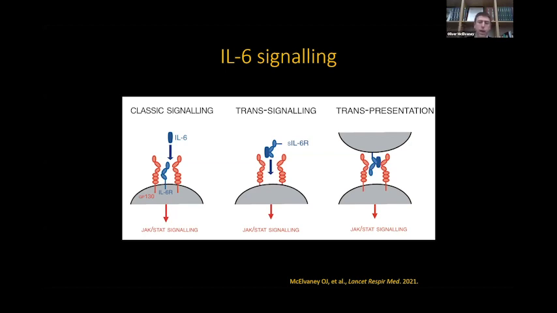However, if there's something that can cleave that IL-6 receptor from the surface of the hepatocyte, and it floats off into the ether and can bind circulating IL-6, then that complex, that IL-6, soluble IL-6 receptor complex, can then associate with essentially any tissue it wants to, or any cell type it wants to. And that's when bad things start to happen a lot of the time. That latter process is known as trans-signaling.